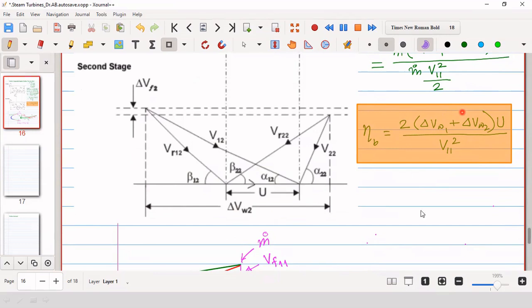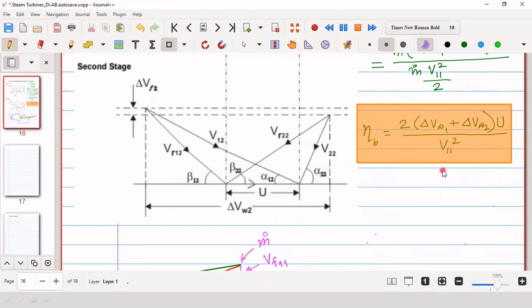Obviously, you see that for this blade velocity, this blade velocity will be definitely less. That you can understand. For a single stage, the blade velocity will be very high. But this delta VW1 and delta VW2 are basically split, and U is reduced. So that way it will be taken care of.